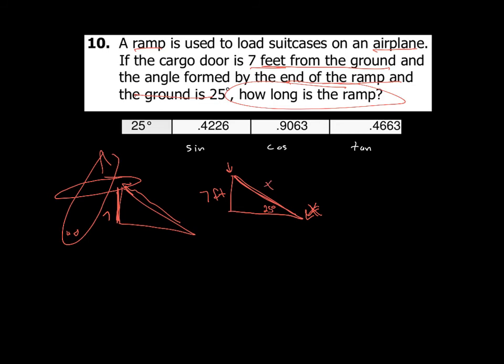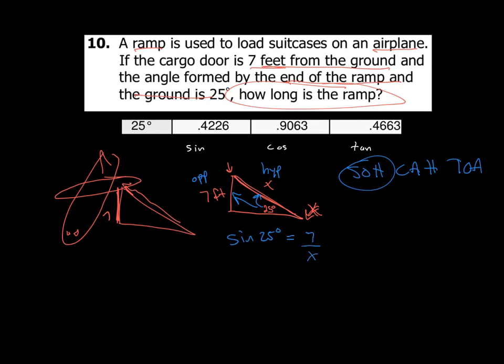Now what do we have? We have the opposite side and the hypotenuse, right? So opposite and hypotenuse. In my SOHCAHTOA, opposite and hypotenuse is sine. So we have the sine of 25 degrees is equal to the opposite side, which is 7 feet, over the hypotenuse, which is the unknown, x. Put that over 1. We're going to cross multiply. From my chart, 25 degrees, again, sine, cosine, tangent. The sine of 25 degrees is 0.4226.